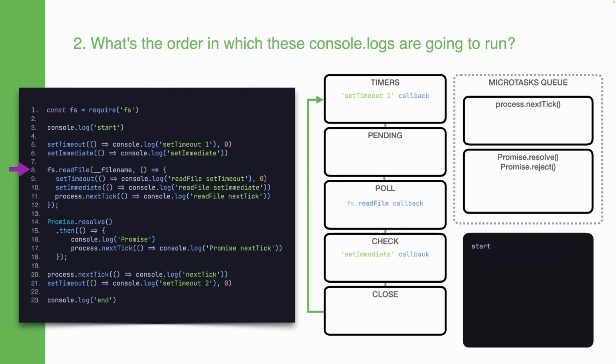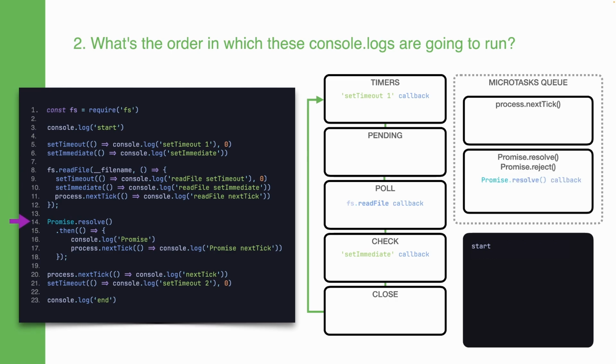Note that it doesn't run the code inside the callback just yet. It will do so only once the I/O operation completes. That callback will be executed in the I/O phase, that's the poll phase, in the next iteration of the loop.